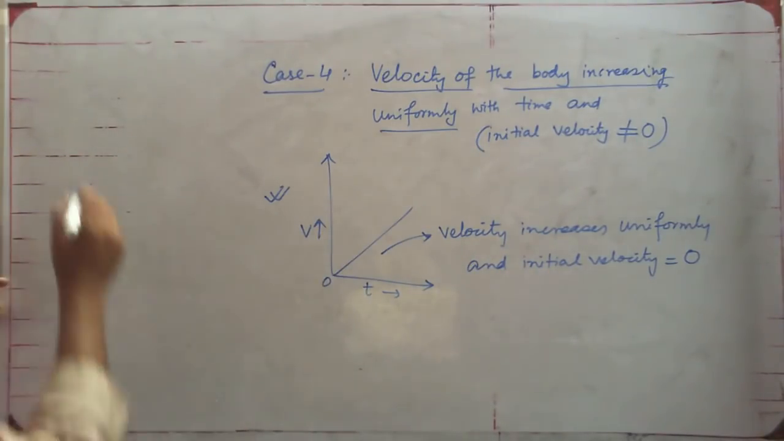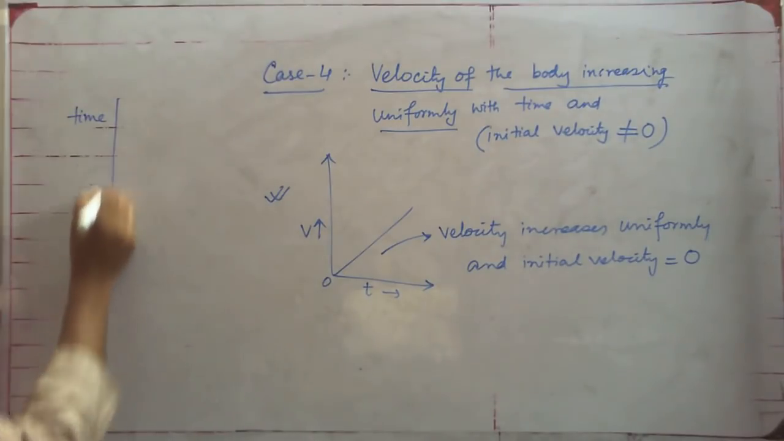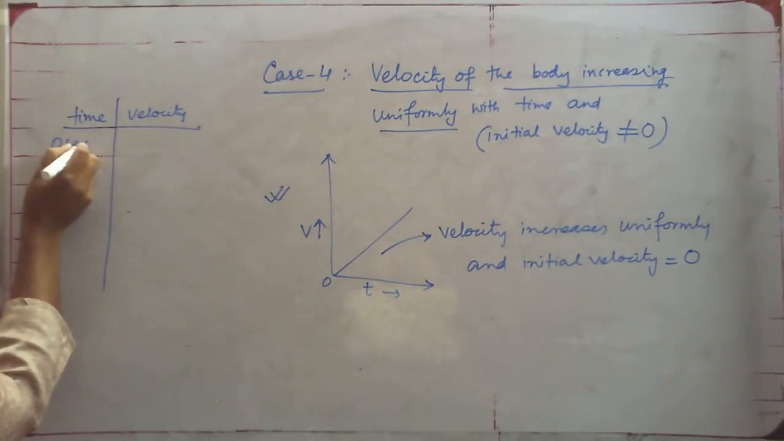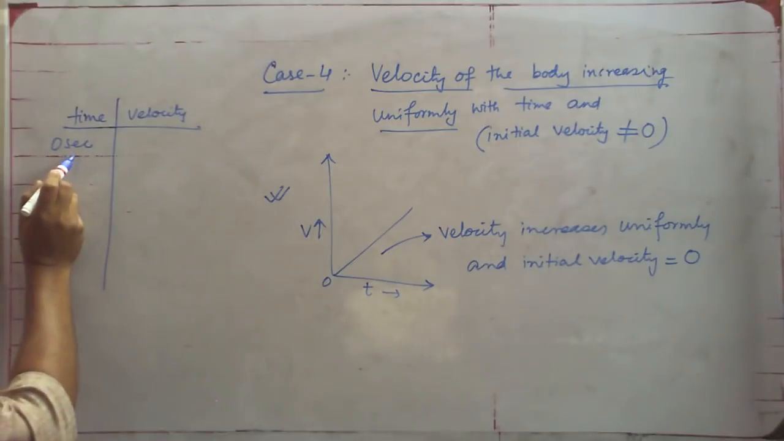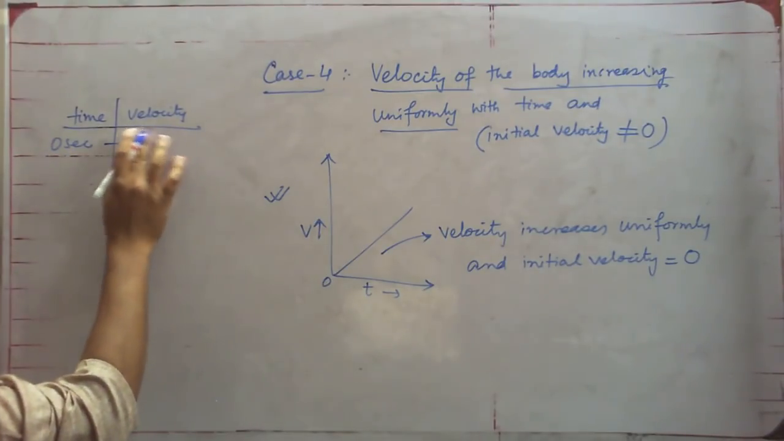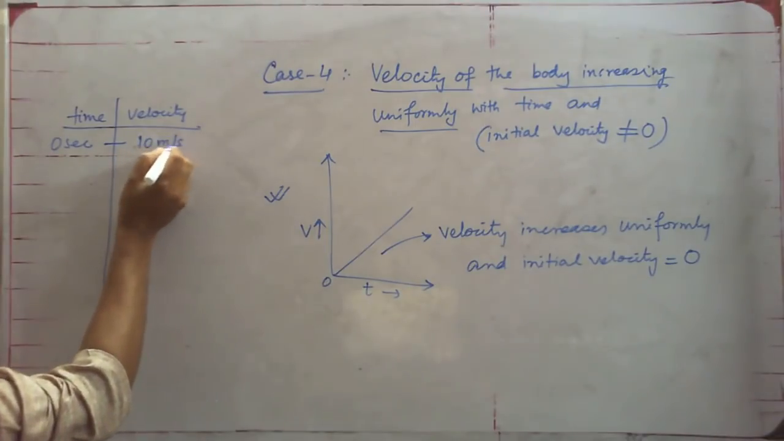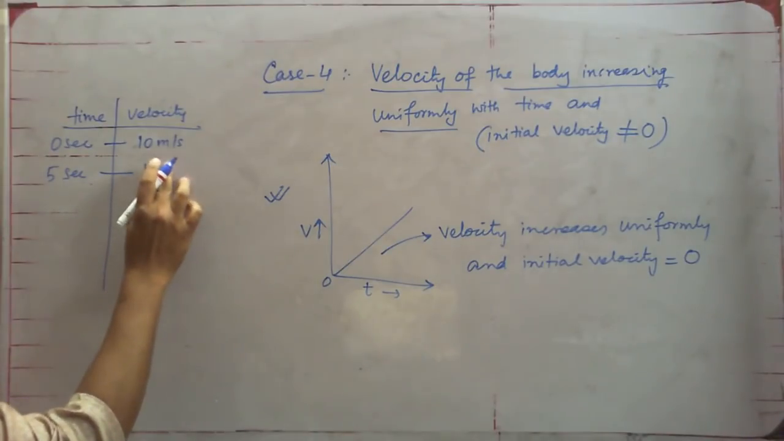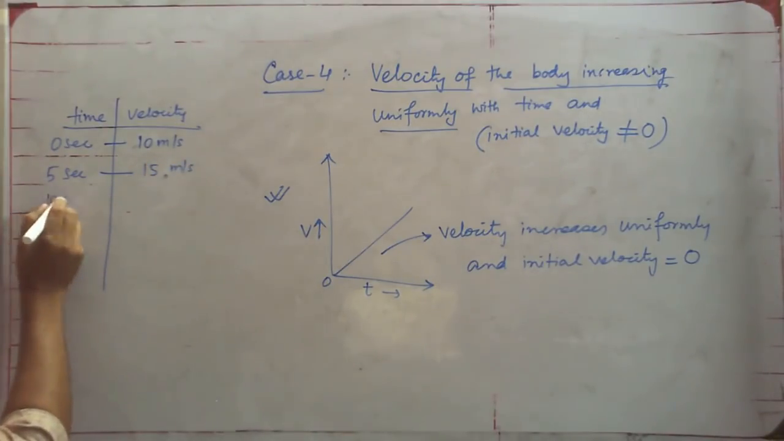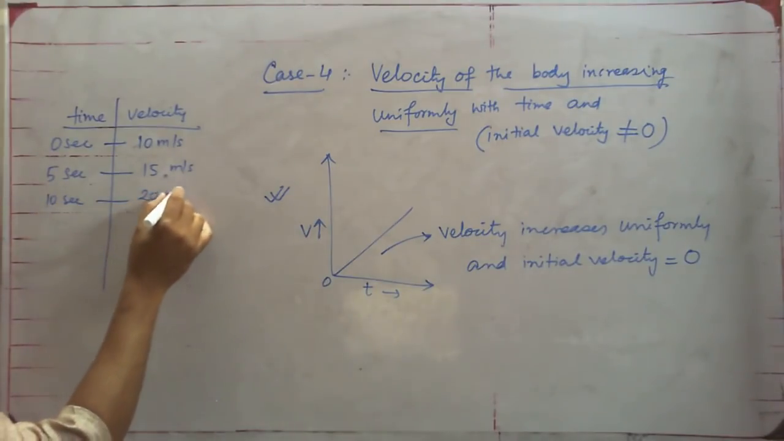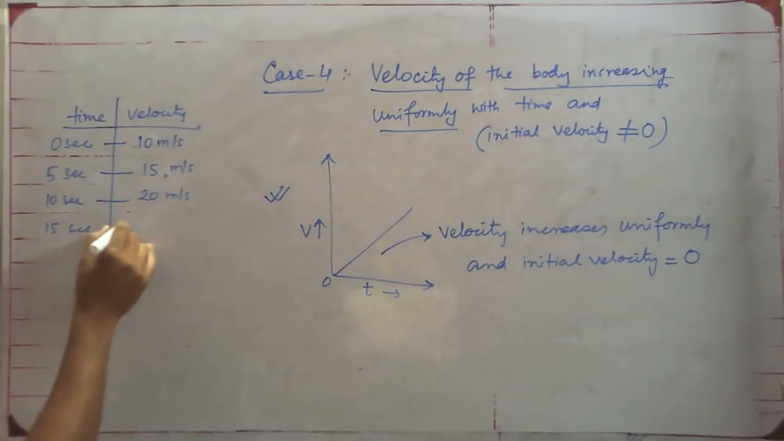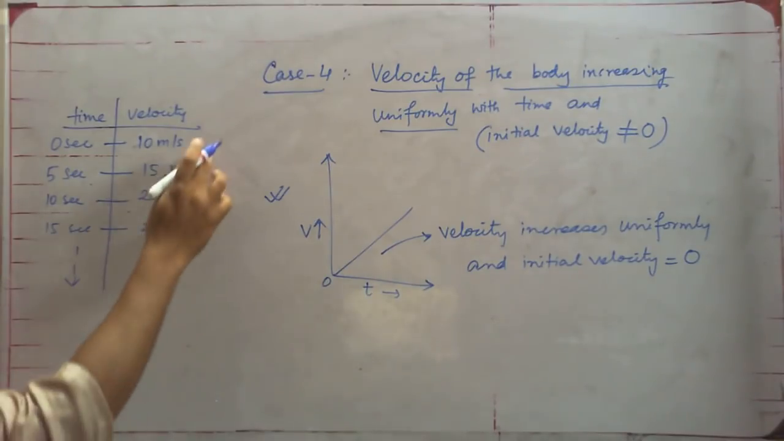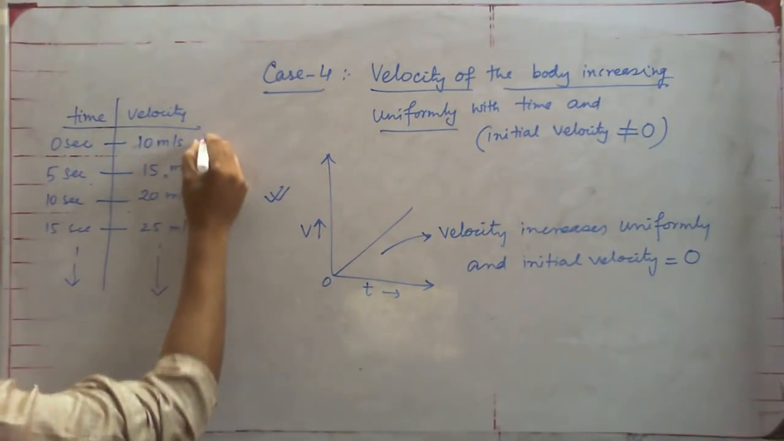Now let us see this. Let us take a data, time, velocity. Let us say that when you start taking your reading, when you start taking your observation, the body was already moving with 10 meter per second. Now at 5 seconds, let us say this is 15 meter per second. At 10 seconds, let us say it is 20 meter per second. At 15 seconds, it is, let us say, 25 meter per second. Now you can see this velocity is increasing with time.